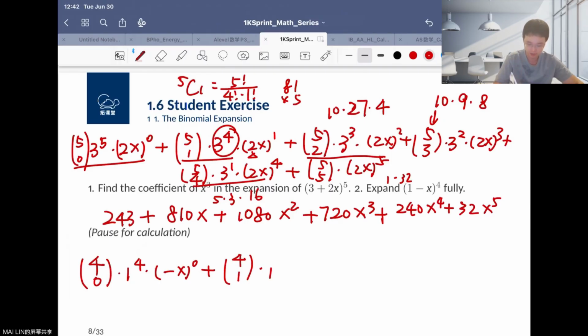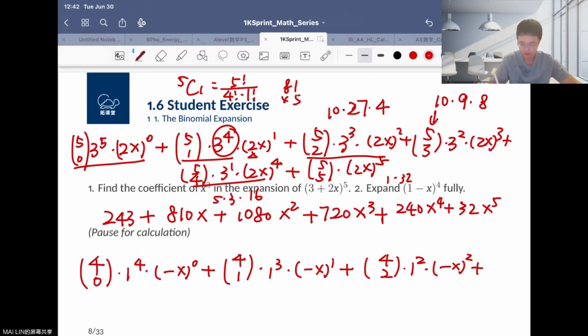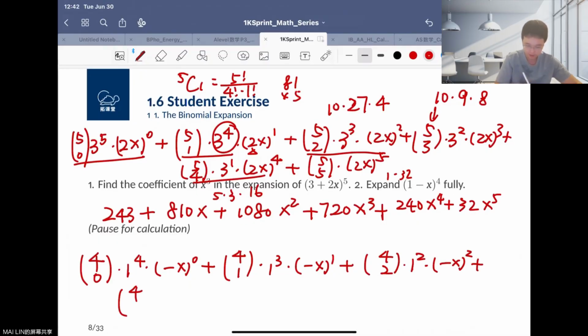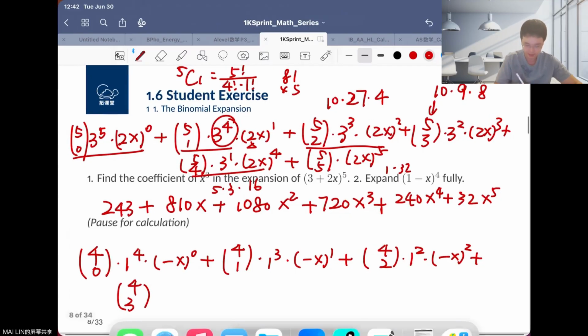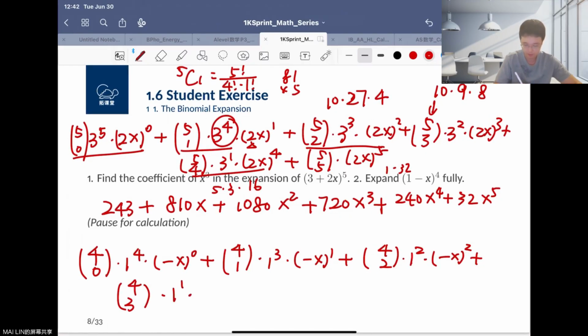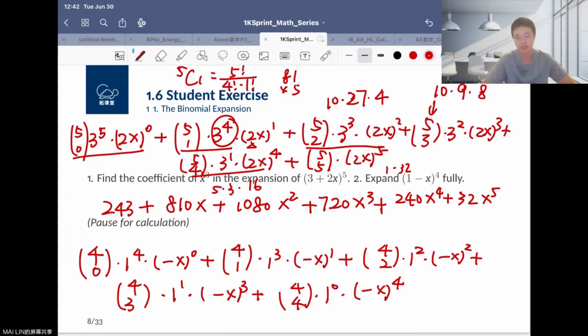So it's 1 to the power 3 times negative x to the power 1, and then plus 4C2 times 1 squared times negative x squared, and then plus 4C3, or combination 4, 3, right? And then times 1 to the power of 1 times negative x cubed, and then plus 4C4 and 1 to the power of 0, and it's negative x to the power of 4. Okay, that is the final answer. So maybe for this problem, I will not simplify for you. You can try to solve it yourself, okay?